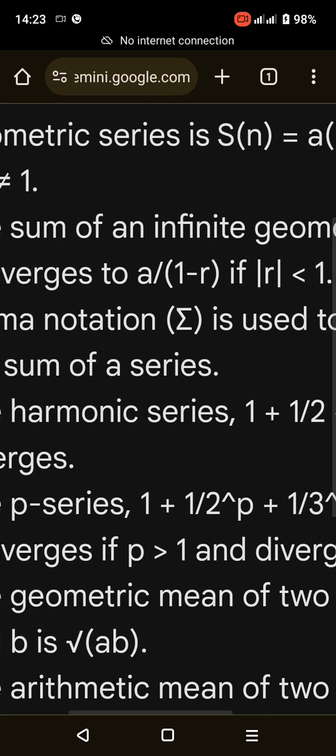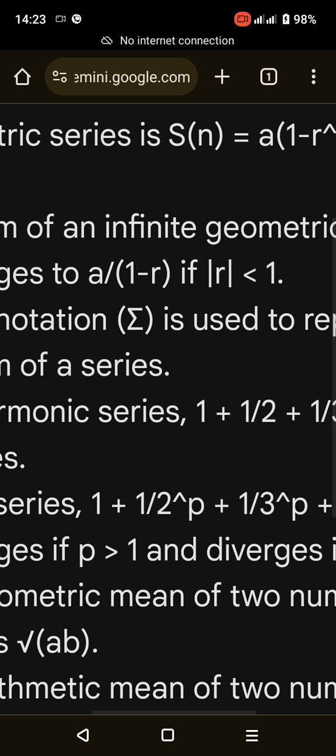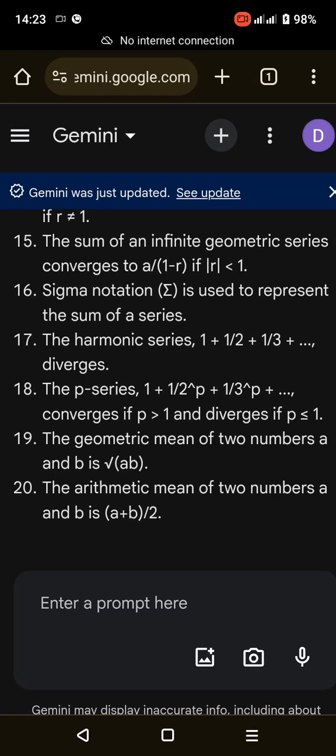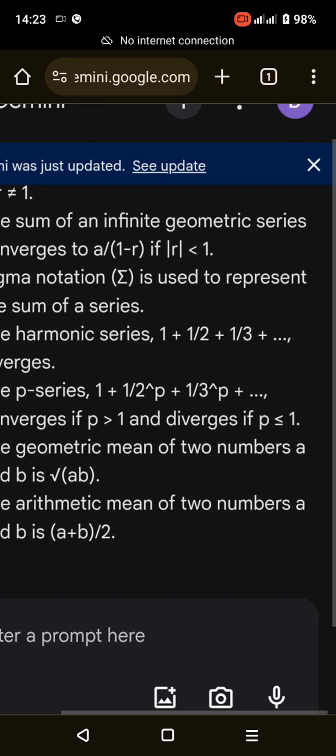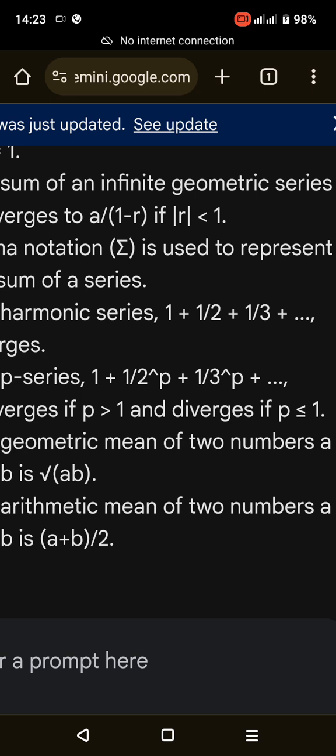15. The sum of an infinite geometric series converges to a over (1 minus r) if the absolute value of r is less than 1. 16. Sigma notation, sigma, is used to represent the sum of a series. 17. The harmonic series, 1 plus 1/2 plus 1/3 plus and so on, diverges.